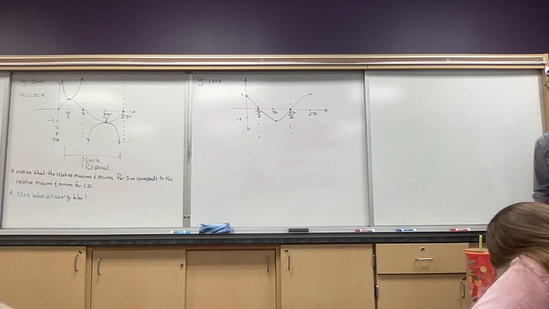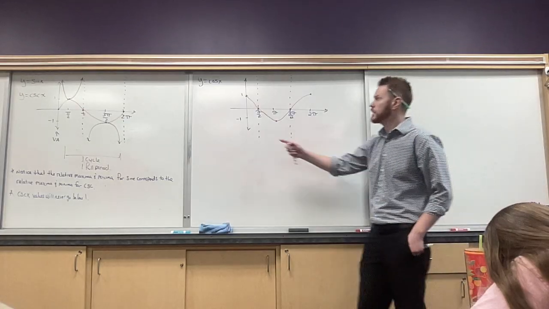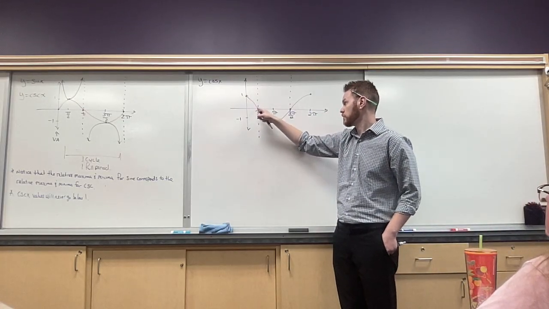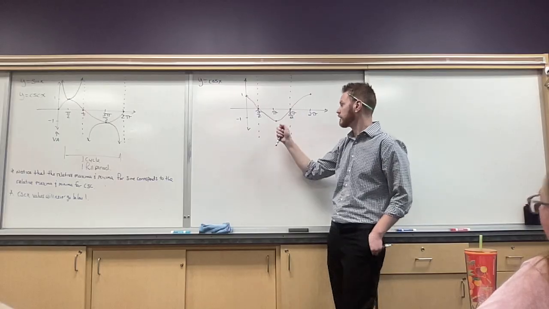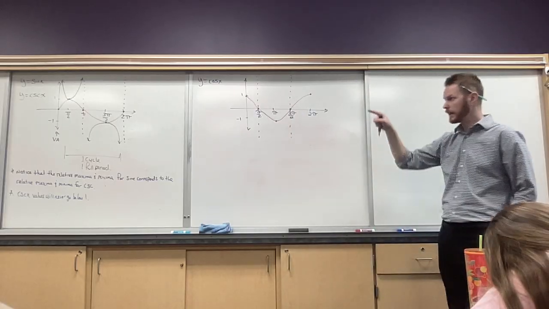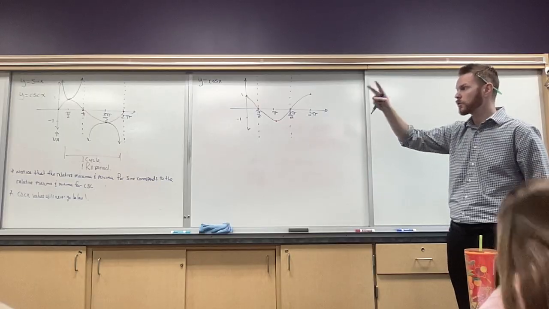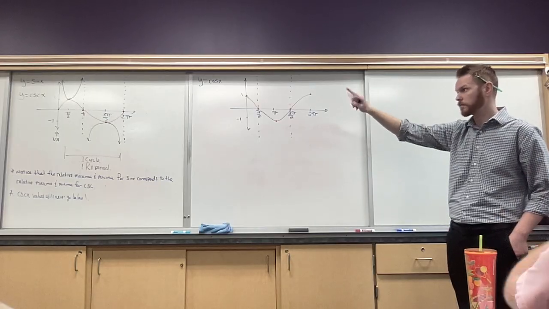Okay. Questions on where we drew them, why we drew them there? Because remember, if secant is 1 over cosine, and cosine is 0 at certain spots, which is 0 here and here, 1 over 0 is undefined, so we can't hit those. Now looking at the graph over there, we know that the max and min correspond to each other for those two because they're reciprocal functions.